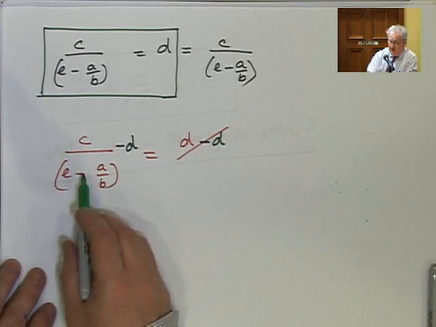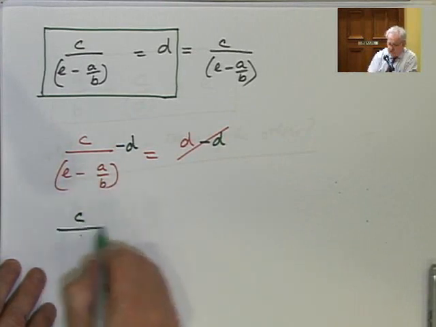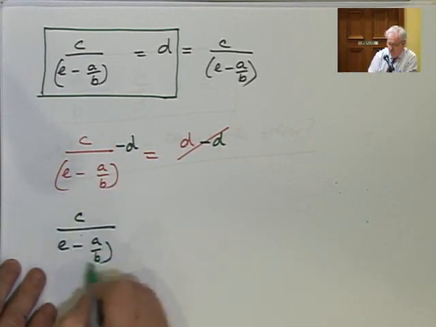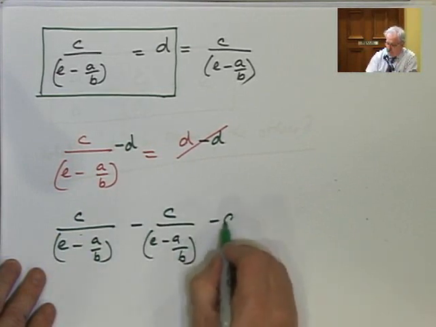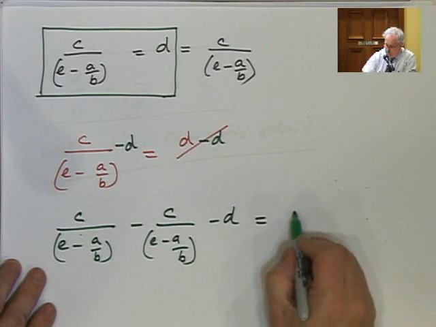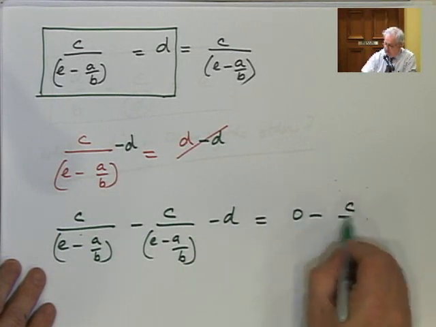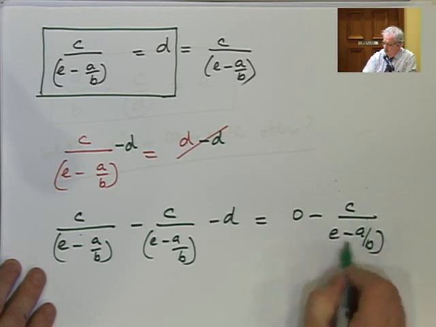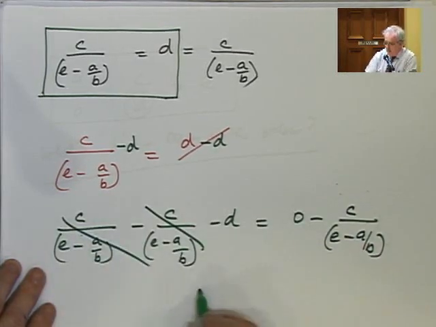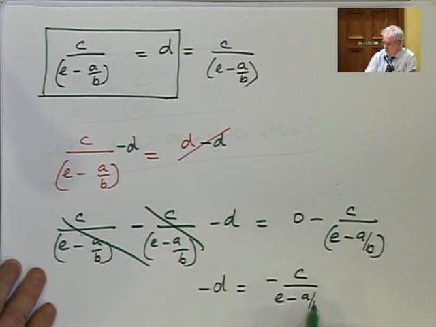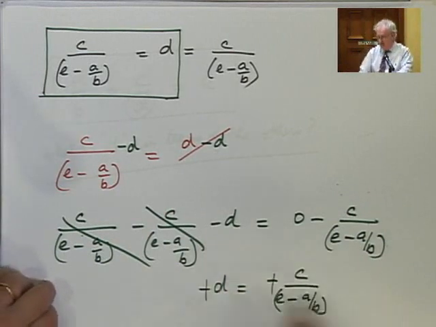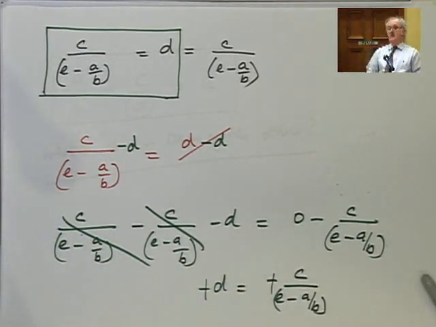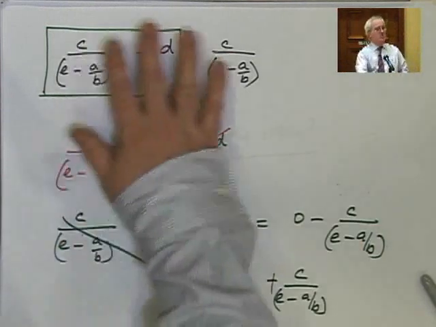Now I could take this over, I could get rid of that C bit. C over E minus A over B minus C over E minus A over B minus D is equal to nothing minus C over E minus A over B. Minus D is equal to minus C over E minus A over B. If I multiply both sides by minus, I'd get the same thing. So there's a whole load of ways of going around that loop.